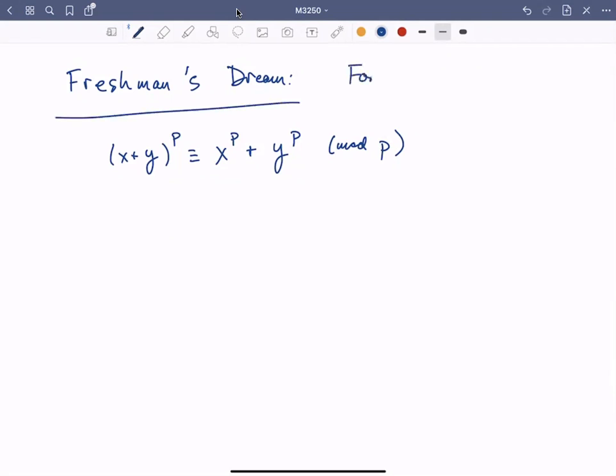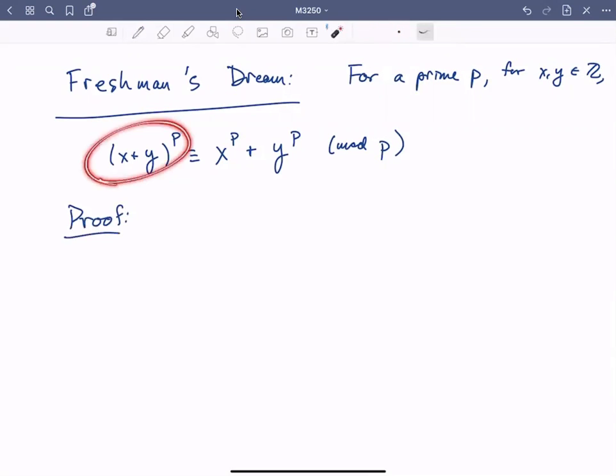For a prime p, and for integers x and y, we have (x+y)^p is congruent to x^p + y^p mod p. The way that we're going to analyze this with the proof is to look at the quantity (x+y)^p. That's the binomial theorem right down the middle.